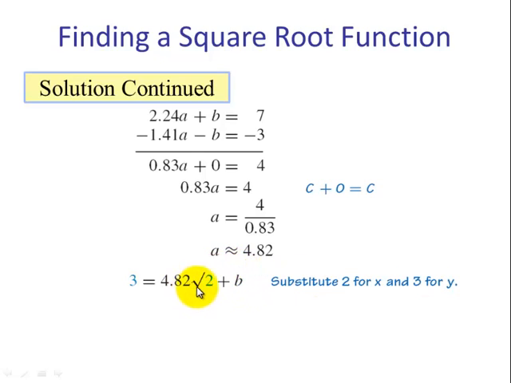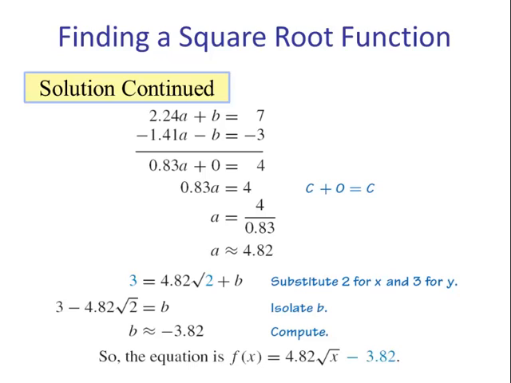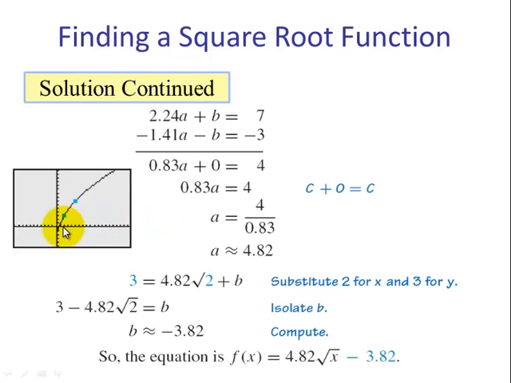So solving for b, we need to get rid of this number, and since it's adding to the b, we subtract it. So we have 3 minus 4.82 times the square root of 2. And using our calculator to evaluate this expression, we have b is approximately equal to -3.82. So the equation is f of x equals 4.82 times the square root of x minus 3.82. We can verify this using the graphing calculator, putting the equation in y1 and double checking that our 2 points are close to this curve.